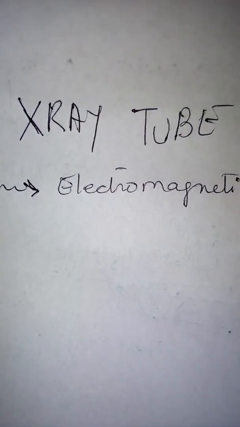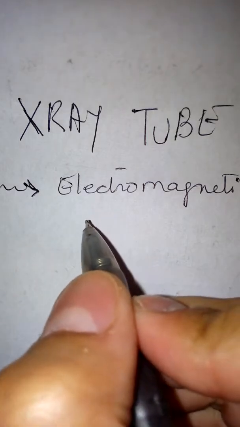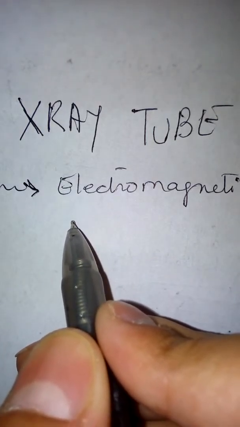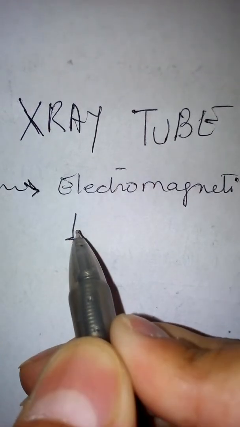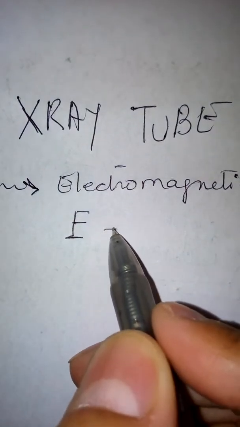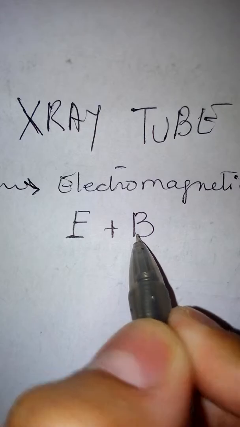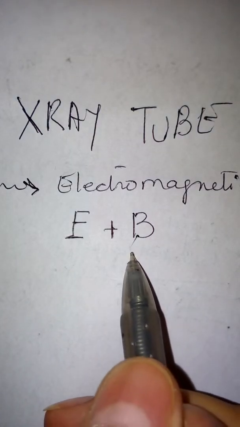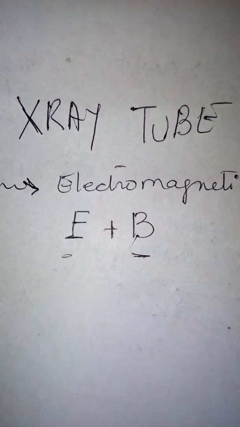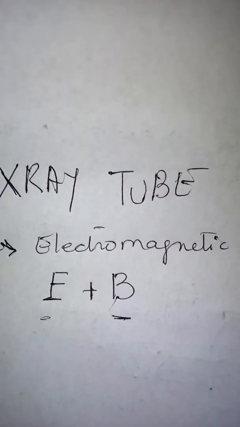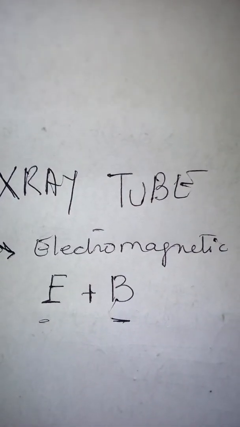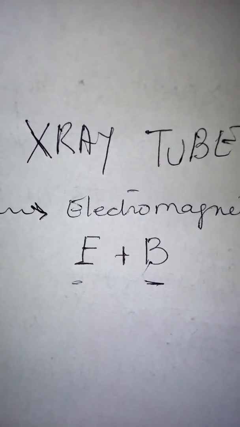What does electromagnetic mean? Electromagnetic means they have electricity and magnetic field. B represents magnetic field and E represents electricity. So these high energy electromagnetic radiations are very helpful in medical imaging. We'll discuss that in later lectures.